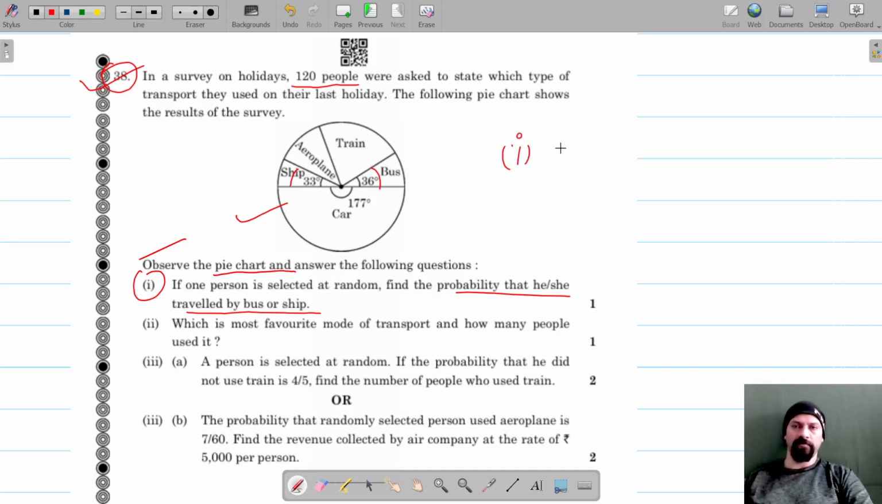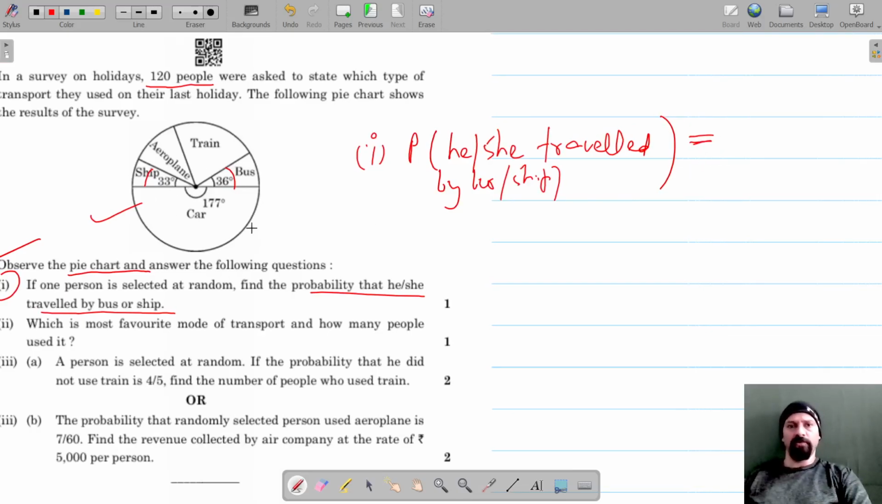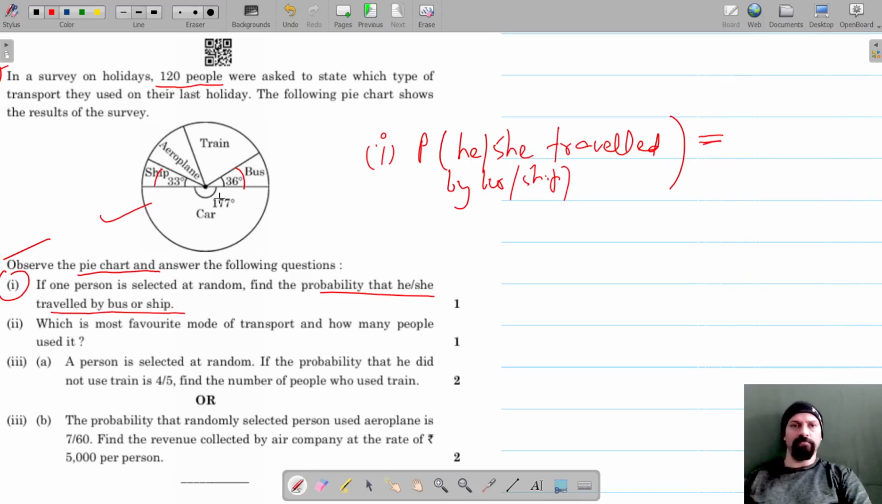So instead of finding the number of people traveling by the ship or the bus, we can use the angle. Because the total, this complete angle, will be 360. So the probability that a person traveled by bus or ship, if you are using the angle, then the complete angle should be known. And if you are using the number of persons, then the total people you should know.